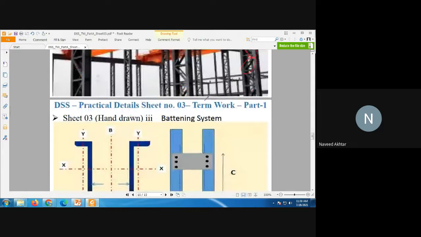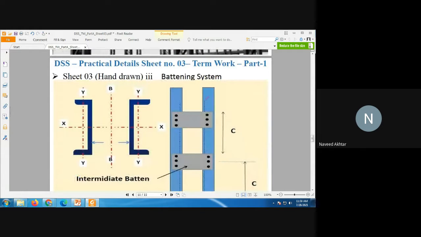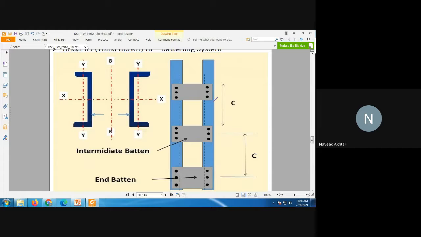Now we'll see the battening system. After the lacing system, in the battening system you can see that it is channels back to back. Channel number 1, and you can say this is channel number 2.